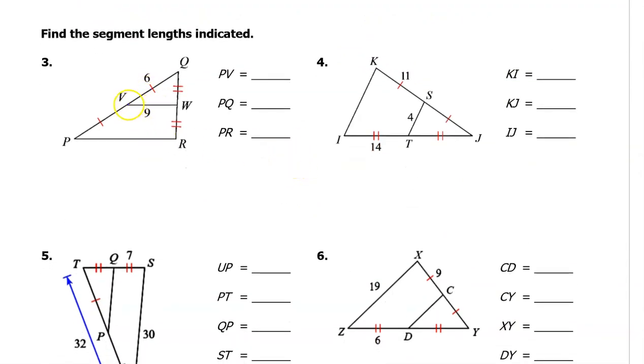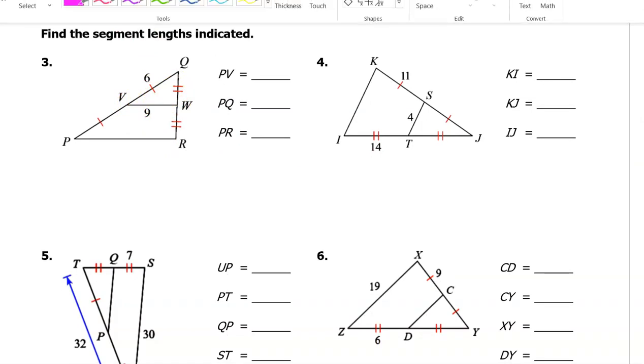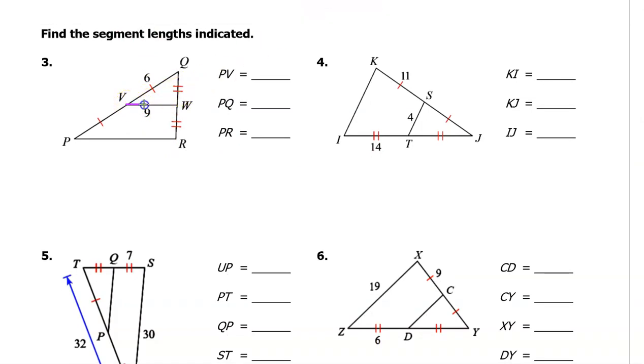So notice that VW is a midsegment. You can tell because of the hash marks that V and W are both midpoints. So VW is a midsegment, so it will be parallel to PR. But also, it will be half the size. So if VW is 9, that means PR must be 18. So let's go ahead and fill that in.